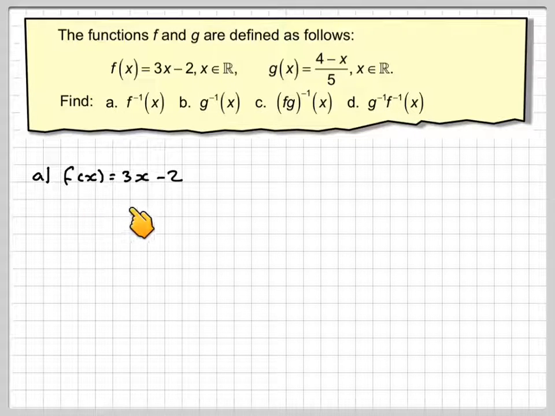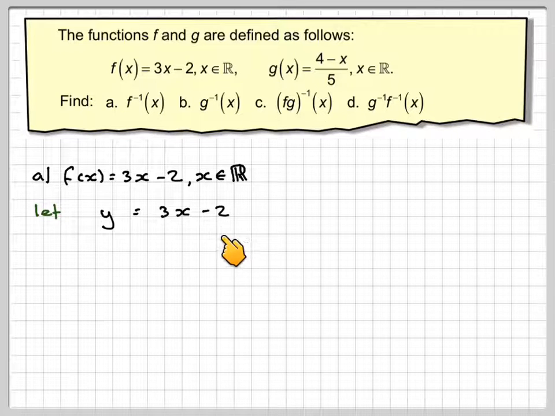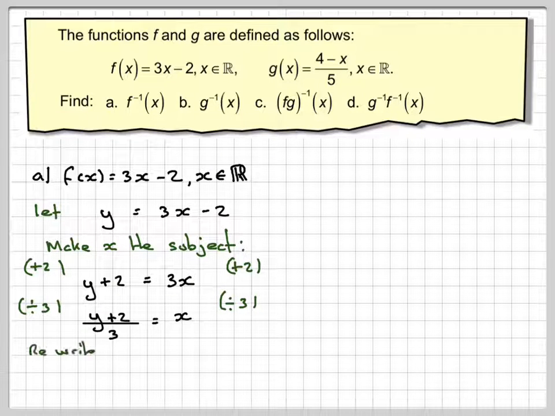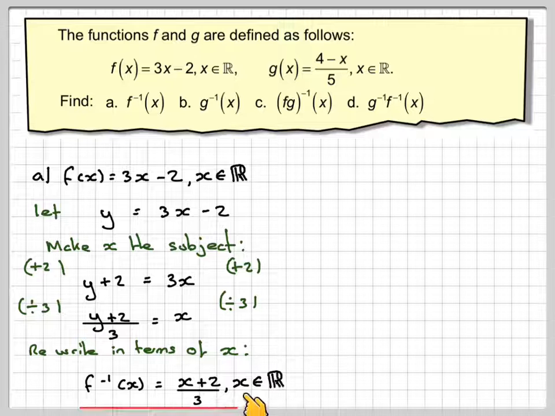So, f of x is equal to 3x minus 2. To find the inverse, you let y be equal to 3x minus 2. You rearrange this to find x. So making x the subject, you add 2 to both sides, so you get y plus 2 is equal to 3x. You then divide both sides by 3, so you get (y plus 2) divided by 3 is equal to x. Rewrite in terms of x, so we're going to have f to the minus 1 of x is equal to (x plus 2) over 3, x belonging to the set of real numbers.